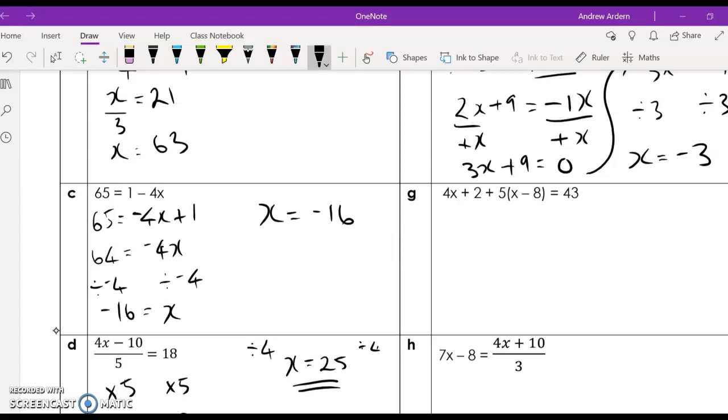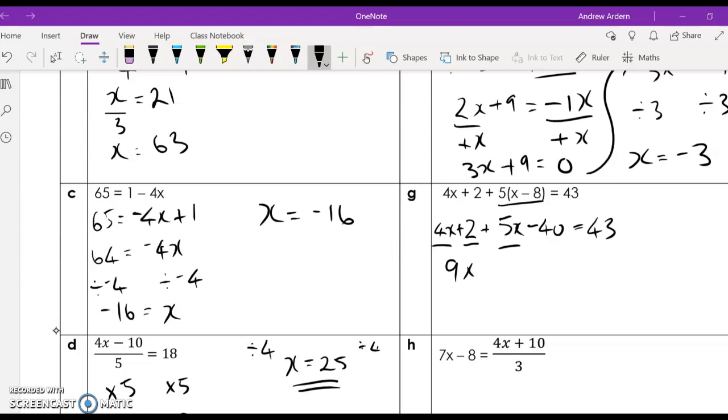Letter G. I can see there's some x's in 2 places, so the first thing I'm going to do is try and collect them together. So I'll take that 5 and I'll multiply out the brackets. 5 times x and 5 times 8. I've still got a 2, I've still got a 4x. I now have 9x on the left. 5 apes plus 4 apes is 9 apes.